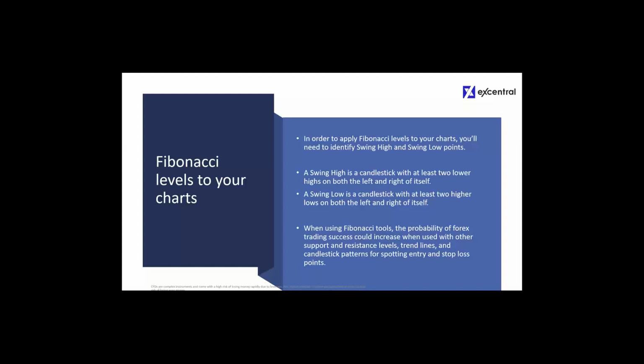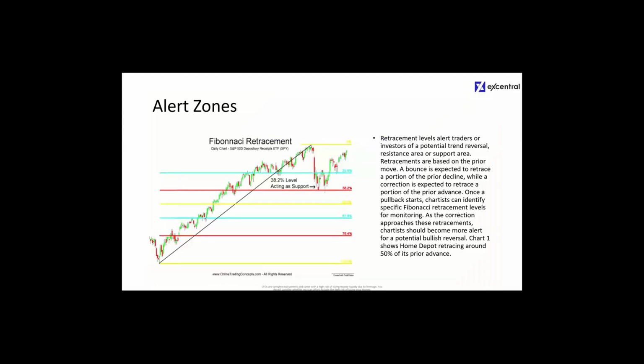So in order to apply Fibonacci level chart, you'll need to identify the swing high and the swing lows. A swing high is a candlestick with at least two lower highs on both the left and the right of itself. If you want rule-based, there's your rule. A swing low is a candlestick that's at least two higher lows, both on the left and the right of itself. When using Fibonacci tools, the probability of Forex trading success could increase when used with other support and resistance levels, trend lines, and candlestick patterns for spotting entry and stop loss points.